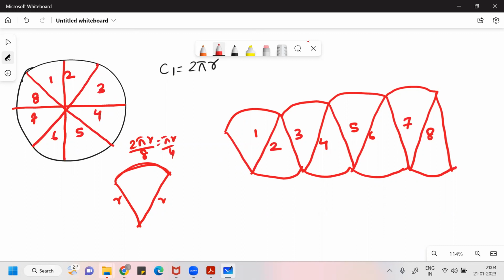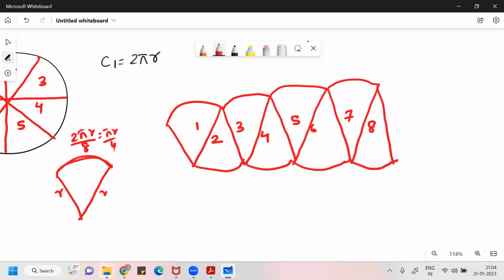Okay. So if I take this part like this, now if you see this, this is one part, two part, three part, four part, and you know that per part is pi r by 4, right? So this is 4 parts. So what would the value of this be? This is 4 into pi r by 4. So this is nothing but pi r. You're getting me right? This is nothing but pi r.